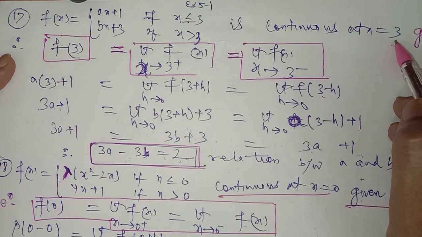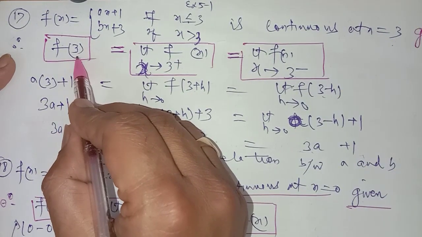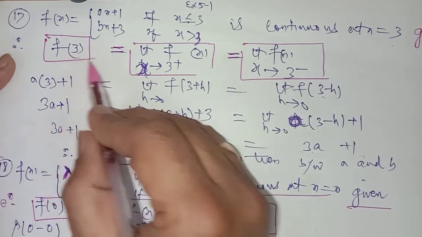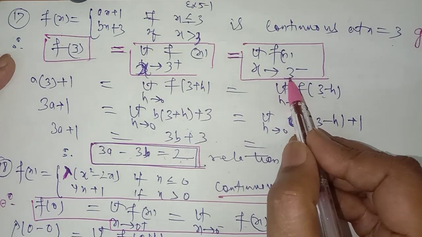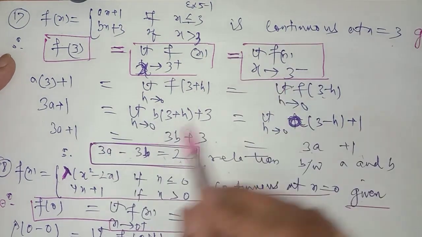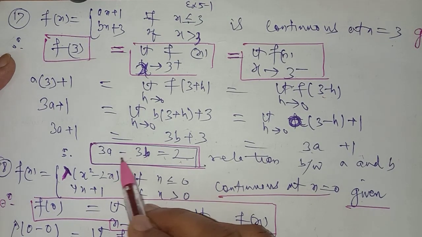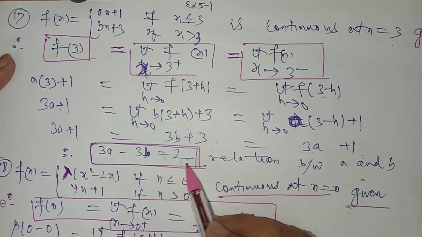I am repeating it again. When the function is continuous at x equal to 3, then the value of the function at 3, the right hand limit at 3 is equal to the left hand limit at 3. By doing this, we have obtained the relationship between a and b, which comes out to be a minus b is equal to 2 by 3.